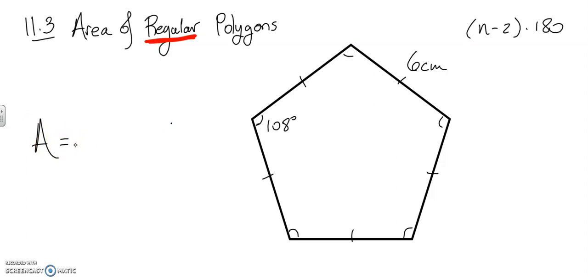Now there's a handy little formula that I'm just going to go ahead and give you right off the bat that works for any regular polygon. The area of any regular polygon can be calculated as taking 1/2 times the perimeter of the object times its apothem. So we've got a perimeter and an apothem.